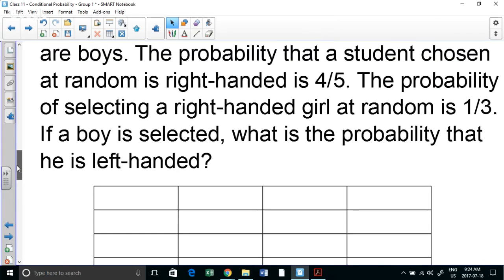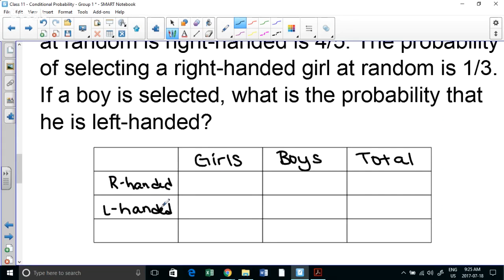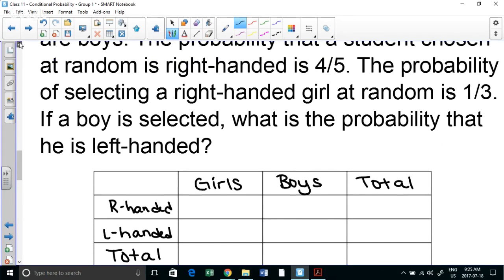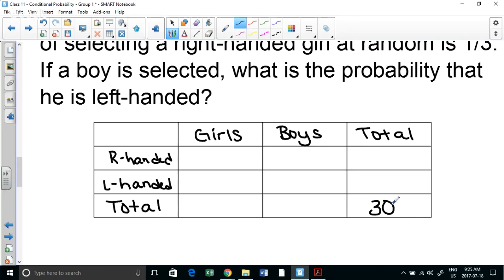So our first move, we have to fill out our table. So again, we're talking girls and boys, and we have a total. And here we have right-handed and left-handed. So you're always looking at two different types of variables when you're doing a double entry table like this. You're looking at girls versus boys, and right-handed versus left-handed, and you have total. So you have that there are 30 students. So 30 is your total.